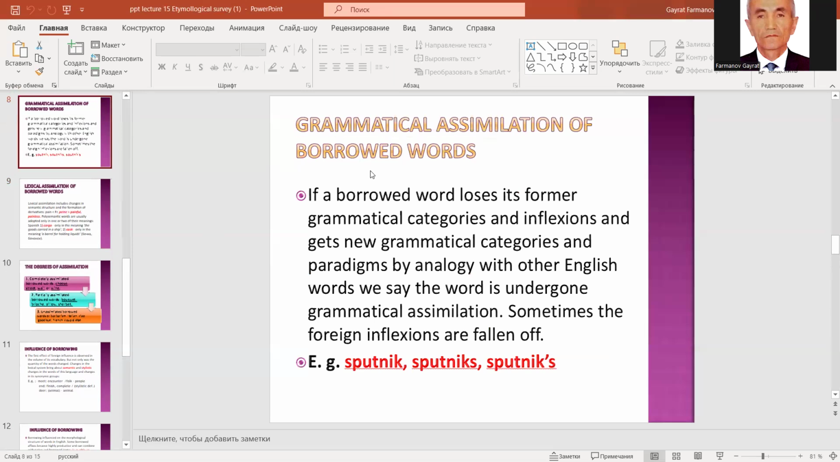Grammatical assimilation of borrowed words. If a borrowed word loses its former grammatical categories and inflections and gets new grammatical categories and paradigms by analogy with other English words, we say the word has undergone grammatical assimilation. Sometimes the foreign inflections fall off, for example Sputnik, Sputniks.